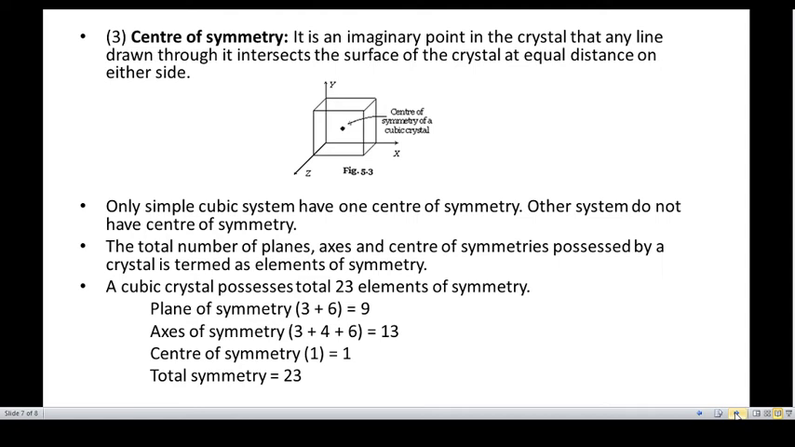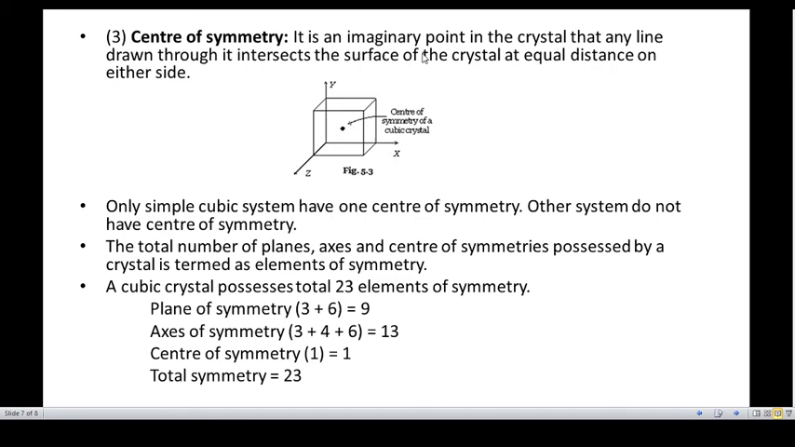Then the third one is center of symmetry. It is an imaginary point in the crystal such that any line drawn through it intersects the surface of the crystal at equal distances. That means when you draw a line from the surface to this point, and from this point to the opposite surface, it will have equal distance in these two directions, and similarly in any direction when you draw a line, it touches the surface at equal distance in the opposite direction. So that is called center of symmetry.